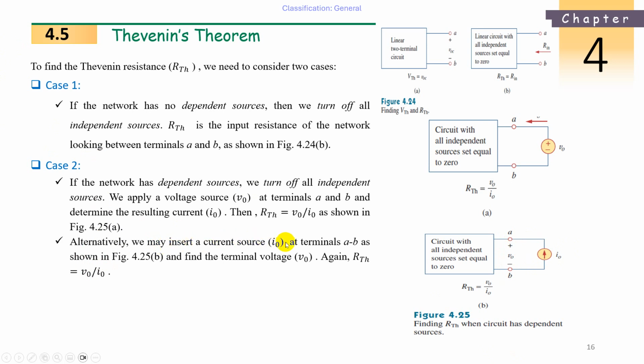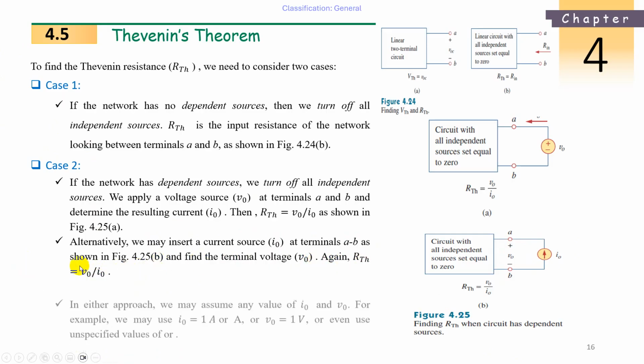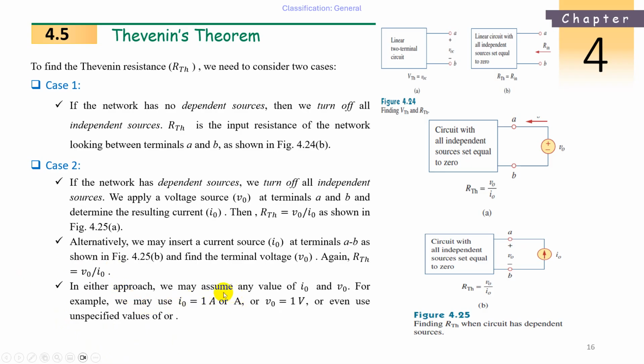Alternatively, we may insert a current source I0 at terminals A and B as shown in the figure and find the terminal voltage V0. Again, R Thevenin is nothing but V0 by I0. So, in either approach, we may assume any value of I0 or V0. Here also, whether you apply voltage or current, you can assume anything, 1 volt, 2 volt, or 1 ampere, 2 ampere, up to you. Okay, so like this we have to do.